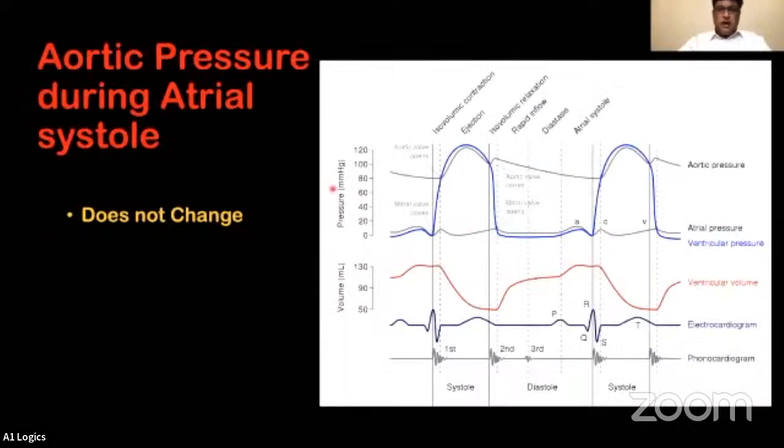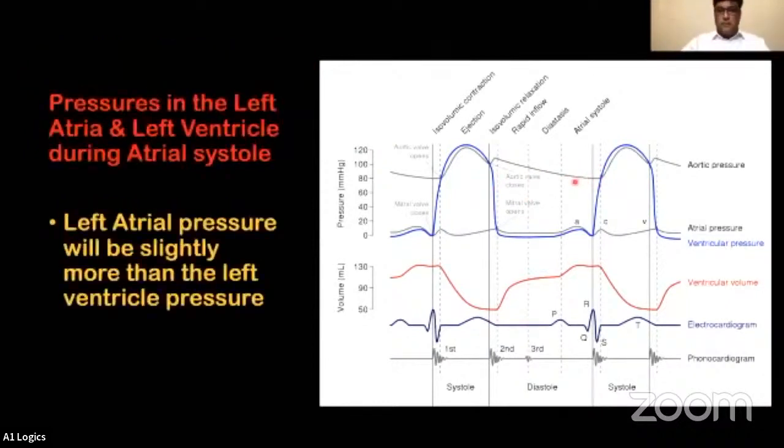Now, what happens to the aortic pressure during atrial systole? If you see the aortic pressure, there is absolutely no change. Always remember the aortic pressure is between 80 to 120 millimeters of mercury. So it never touches zero, and it has no change because no blood is getting into the aorta.